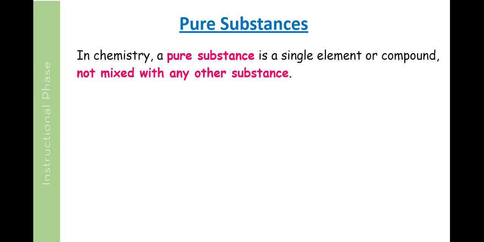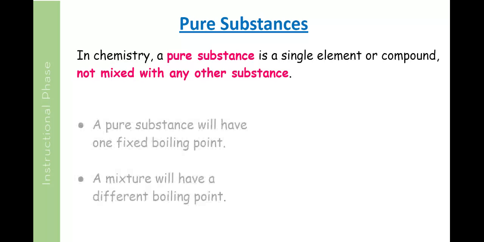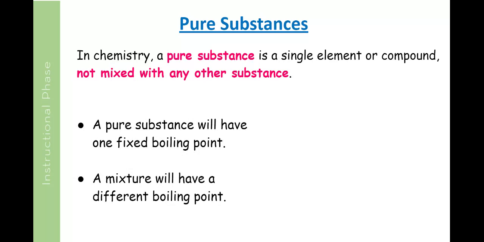So moving on. In chemistry, a pure substance is just a single element or compound, not mixed with any other substance. A pure substance, so let's talk, for example, of pure water, H2O, nothing else added to it, just H2O. So we know that is pure water because it's got only one compound in that substance. And pure water will have a fixed boiling point.